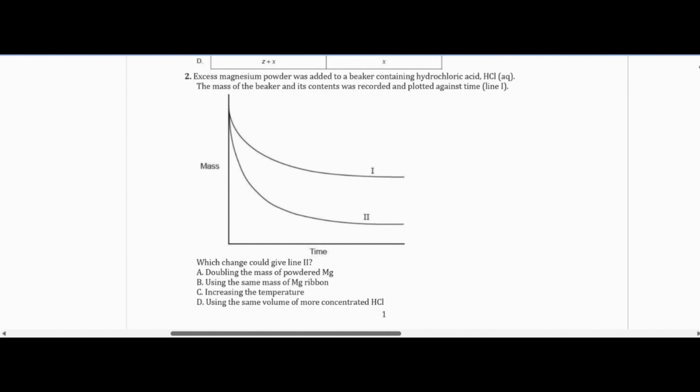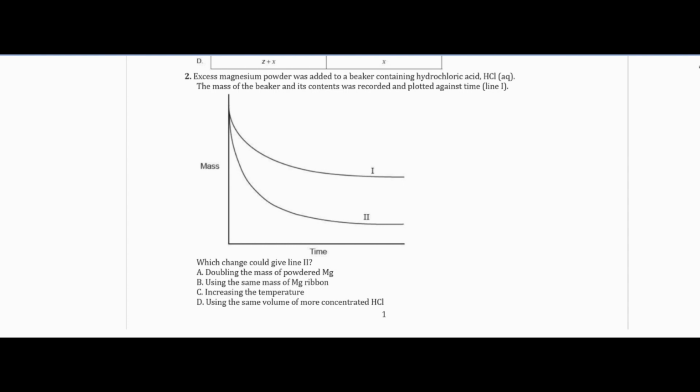2. Excess magnesium powder was added to a beaker containing hydrochloric acid. The mass of the beaker and its contents were recorded and plotted against time, which could give line 2. So in line 2, we have the line decreasing more rapidly, so the mass is decreasing more rapidly. And also the mass at the end is much lower. So what could give us that?